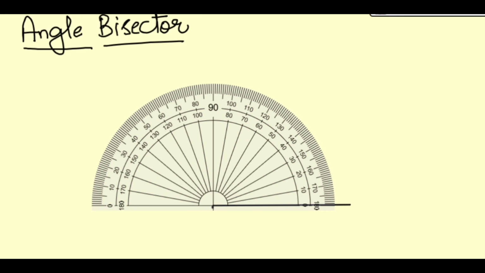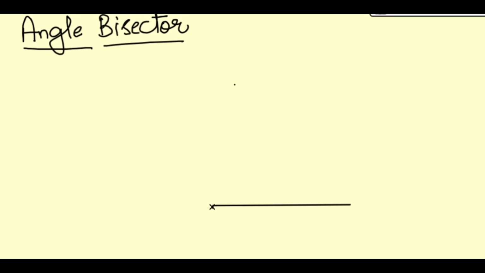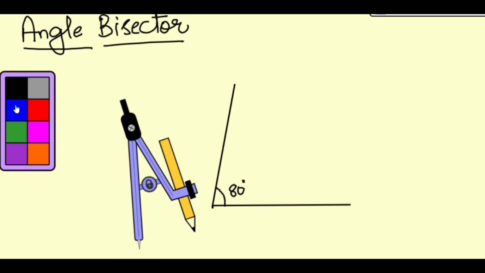Let's see one more angle. Now what I'll do, I've taken a D. Now I'll make an angle of 80 degrees just to show you how we will get 40 degree angles. So now this is an angle of 80 degrees. You all know how to make an angle. I'll write here that it's an 80 degree angle roughly. Now I'll take my compass and we'll repeat the process.